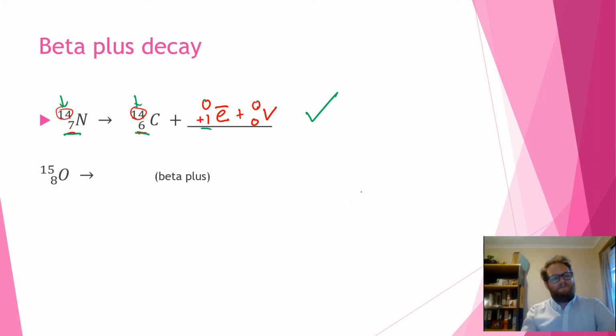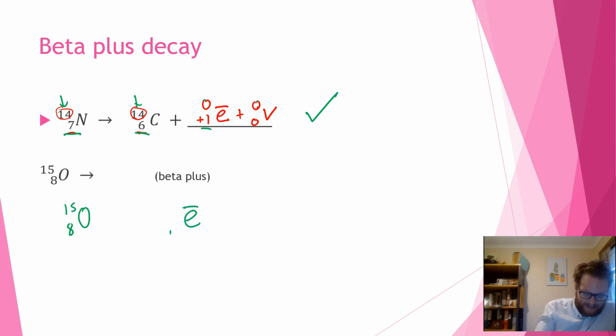For the last one, we've got oxygen. And again, I haven't given myself enough room, but that's okay. I'm going to do it underneath. We've said that oxygen is going to undergo some kind of beta plus decay. If it's undergoing beta plus, then that means I need to have an anti-electron on this side of the equation. I also need a neutrino. Let's put that straight in there.